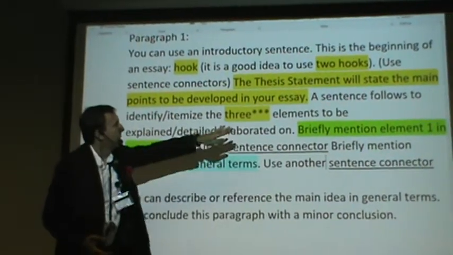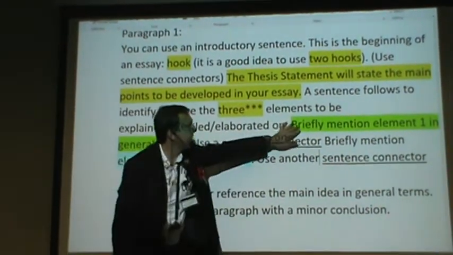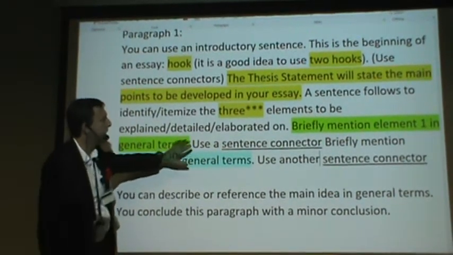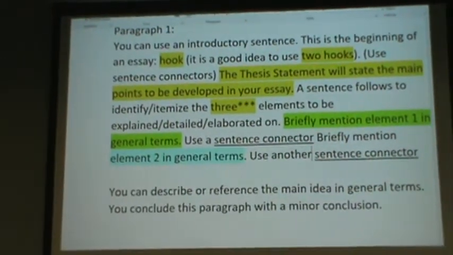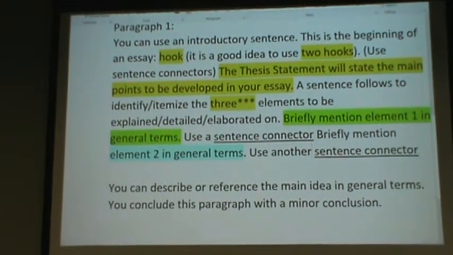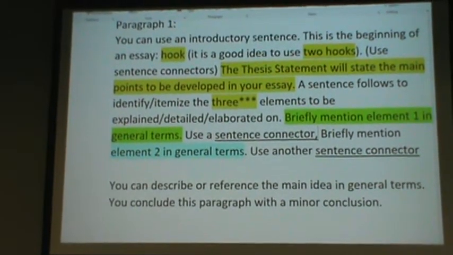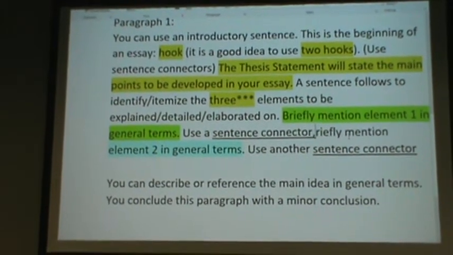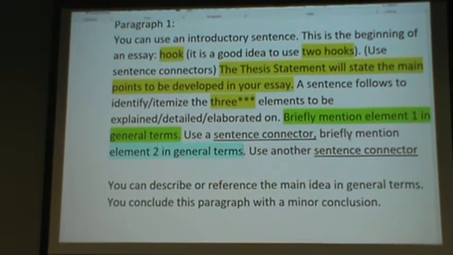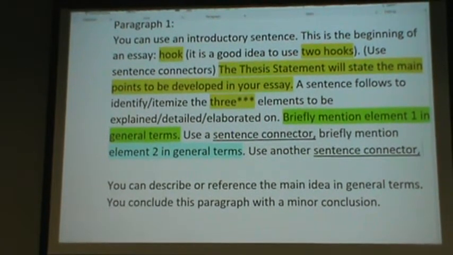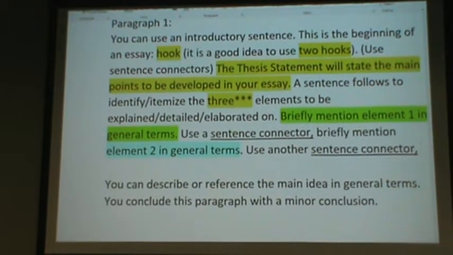So, again, briefly mention element number 1, use a sentence connector, elements to be explained, detailed, etc. Briefly mention element 1 in general terms, use a sentence connector. Briefly mention element number 2. Let me give you something here. After every sentence connector, most, if not all the time, you need a comma. And here I cannot have a capital letter, so we say, briefly mention element number 2 in general terms, period. Use another sentence connector, comma, yes or no? Yes. And then, what's the next step? Briefly mention element number 3.